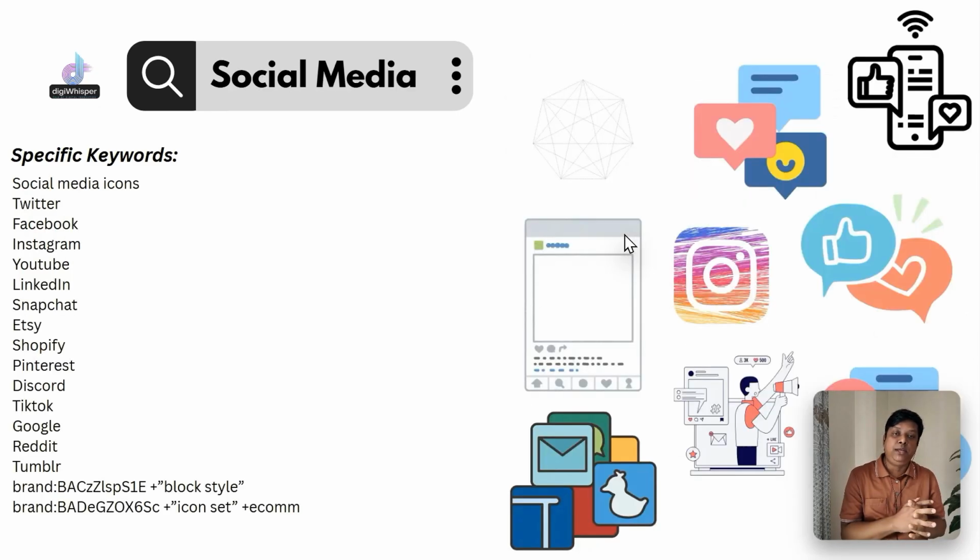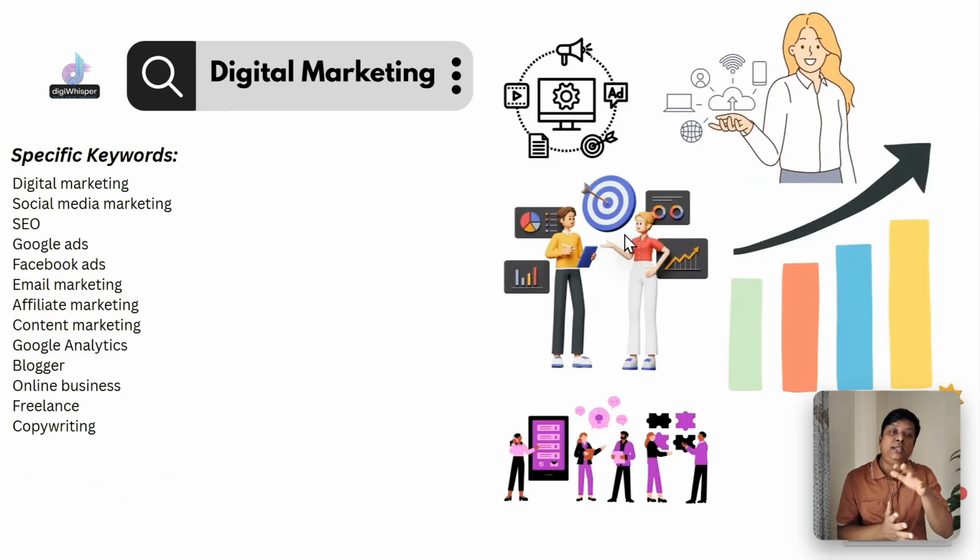The next one is social media. If you want to get these types of social media related elements, you can either type social media or social media icons, Twitter, Facebook, or specific types of social media keywords. The next one is digital marketing. If you want these types of digital marketing related elements in your Canva design, you can either type digital marketing or specific types of digital marketing. Let's say social media marketing, SEO, Google ads, Facebook ads, content writing, specific types of keywords.